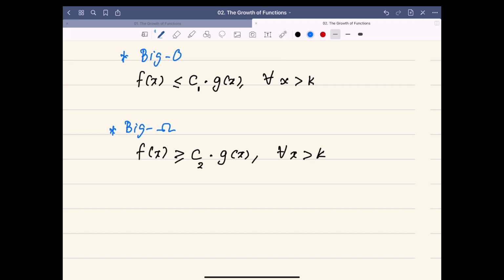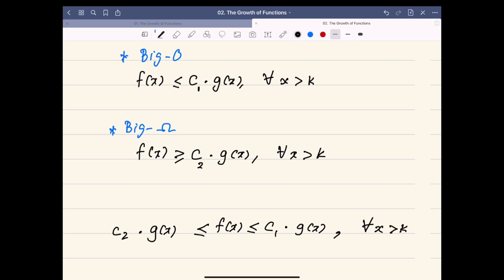And now when we combine them together, we will have f of x bounded between them. If you look at that, f of x is less than or equal to c1 multiplied by g of x. And also notice that f of x is greater than or equal to c2 multiplied by g of x. And of course, this should be true for x greater than k.